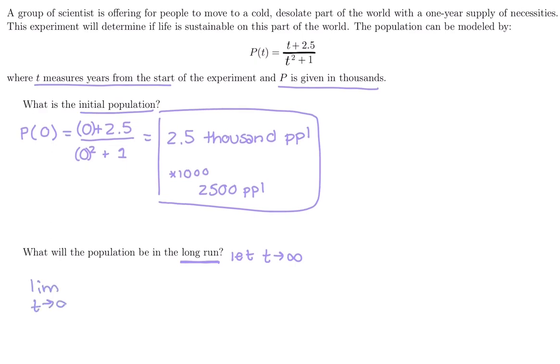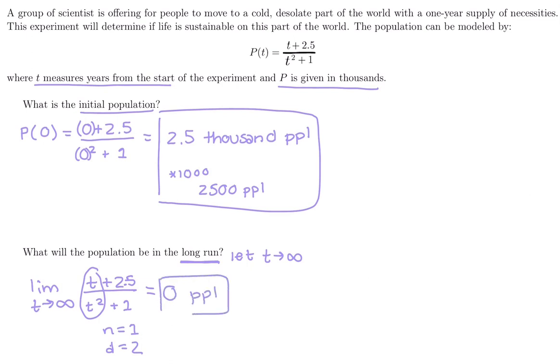So we're going to take the limit as t goes to infinity of t plus 2.5 over t squared plus 1. Well, if we think about this case, we have this t divided by t squared. The degree of the numerator is 1, the degree of the denominator is 2. So as t goes to infinity, this is going to be bottom heavy. You're going to be dividing something small by something huge. So what's this limit going to go to? 0. Eventually, there will be 0 people.